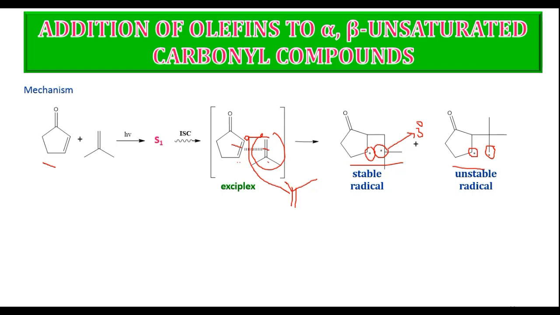Now when these two radicals make the bond, we get a product, this one, and when these two radicals make the bond, we get the product like this. This product is obtained from the stable radical, that's why it is the major product. This product is obtained from the unstable radical, that's why it is the minor product. So friends, this is about the mechanism of the reaction. Now let's see some characteristics of this reaction.